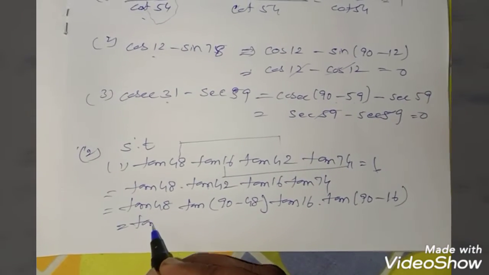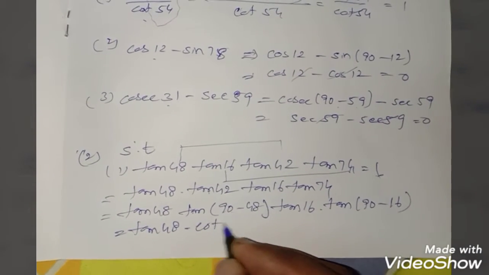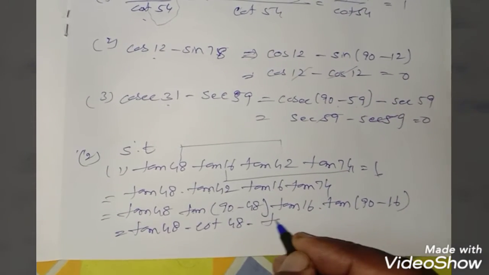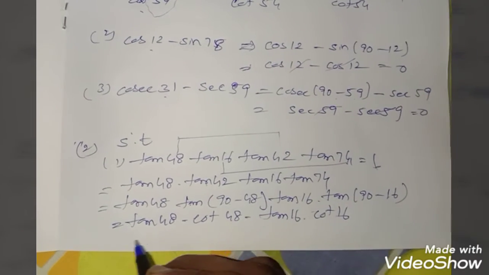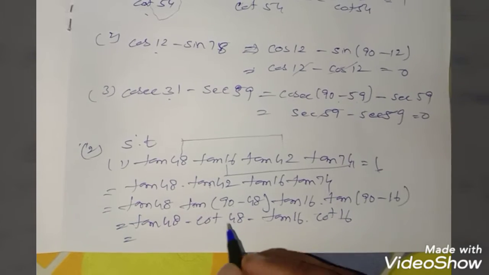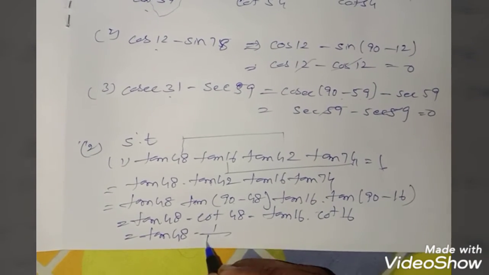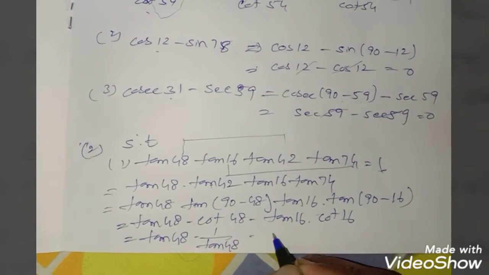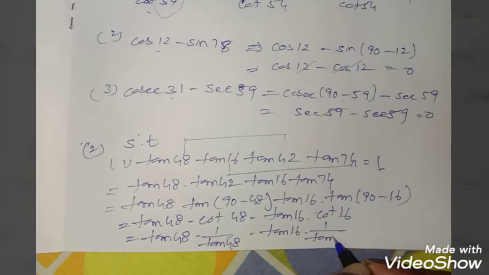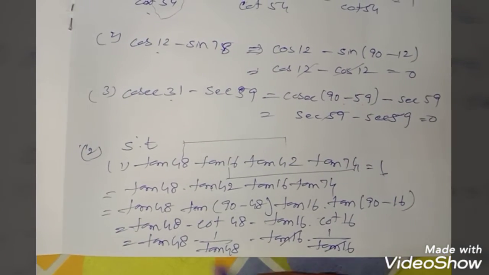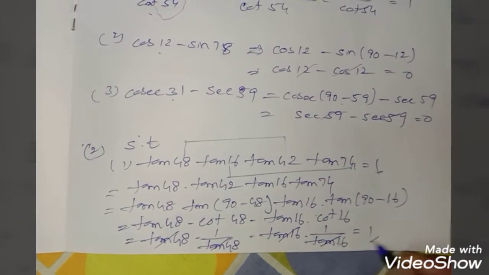So we will get here tan 48 into, now tan (90 minus 48) is cot 48, here tan 16, and tan (90 minus 16) is cot 16. So we know what the reciprocal of cot is. Reciprocal of cot is 1 by tan. So I can write tan 48 into 1 by tan 48 into tan 16, and cot 16 I can write as 1 by tan 16. Now tan 16 will get cancelled, tan 48 will get cancelled. So the total answer is 1.